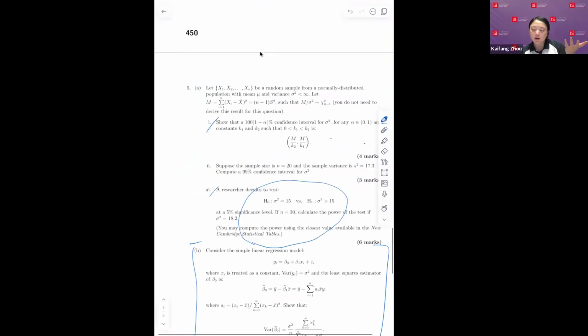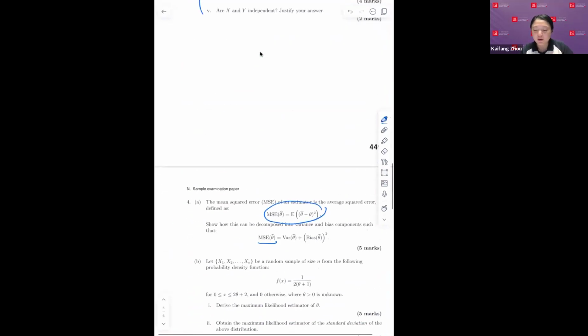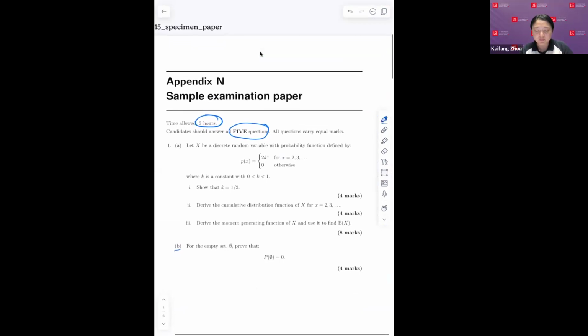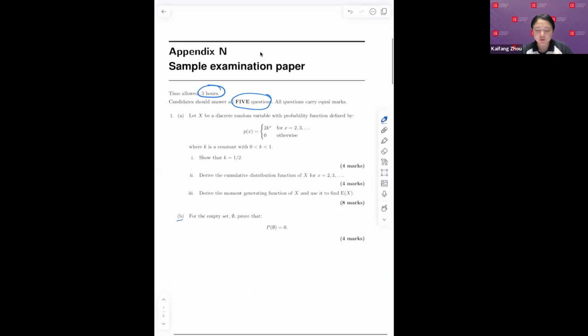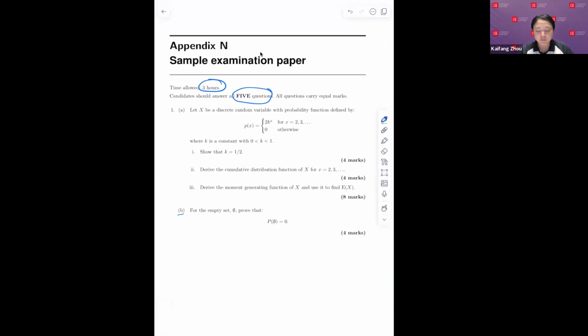So this is just a very brief guidance to give you a sense of how the final examination paper will be like. It'll be 3 hours and 5 questions, and each sub-question basically comes from the topics that we covered for the ST1215 course.